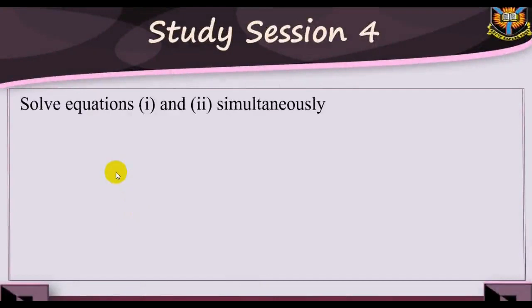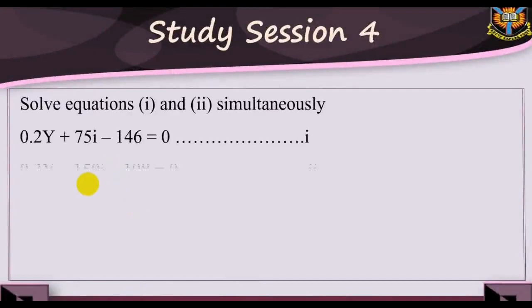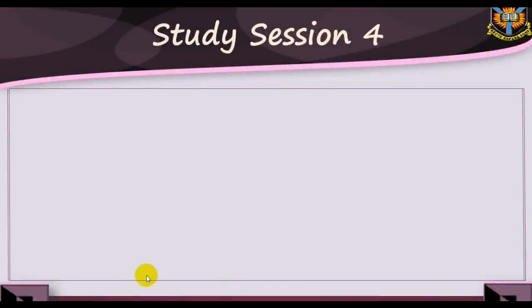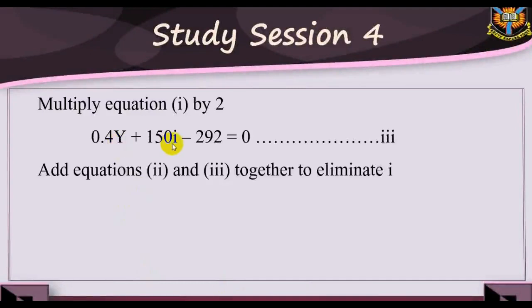Solve equations 1 and 2 simultaneously. 0.2Y plus 75i minus 146 equals 0. That's equation 1. 0.3Y minus 150i minus 198 equals 0. Equation 2. Multiply equation 1 by 2. 0.4Y plus 150i minus 292 equals 0. That's equation 3. Add equation 2 and 3 together to eliminate i.